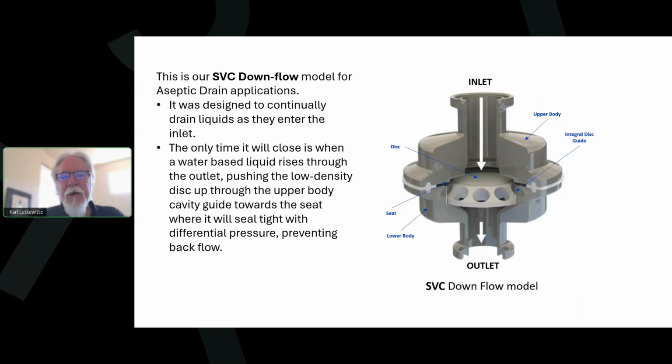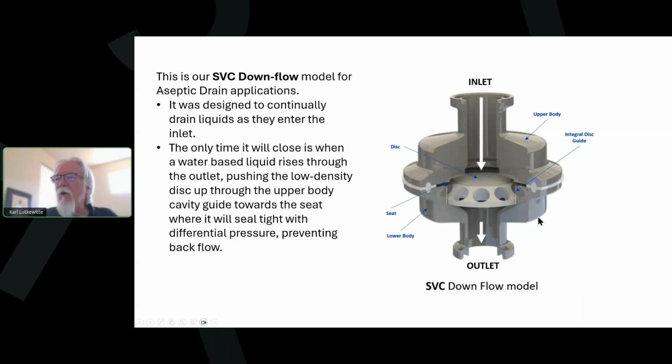Then he had looked at using an automated diaphragm valve or ball valves underneath the sink that he could automate with the press of a button. He could close the valves to prevent backflow. But if they were using the sink and letting water or dumping fluids down, of course, they would open that. But that was going to be a huge cost. And so when we visited this, the idea for this check valve, a downflow check valve for aseptic drain applications, kind of came to life. And that's where this design came from.